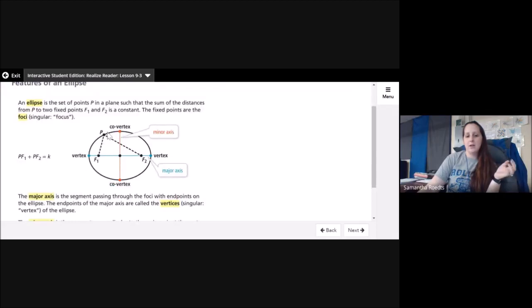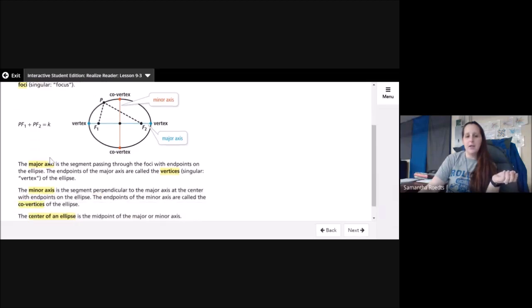So if I look at, here's my ellipse, here's my focal point 1, and my fixed point 2. So here's my foci, and here's my point P. Okay, so if I add these two together, they're going to give me a constant K. The major axis is the segment passing through the foci with endpoints on the ellipse. So here's my vertex and my major axis.